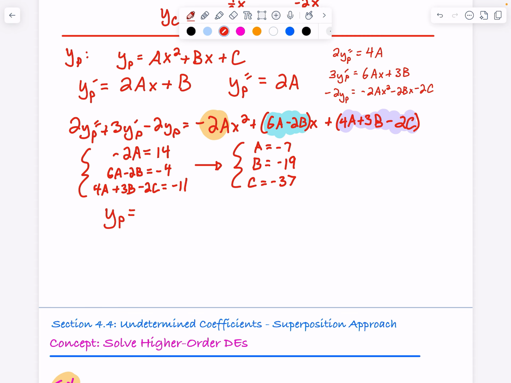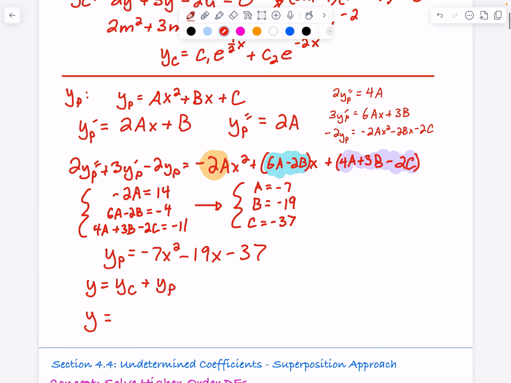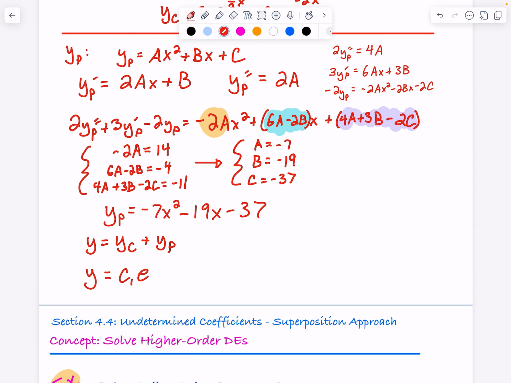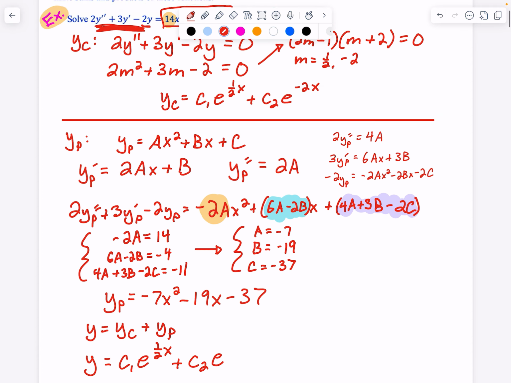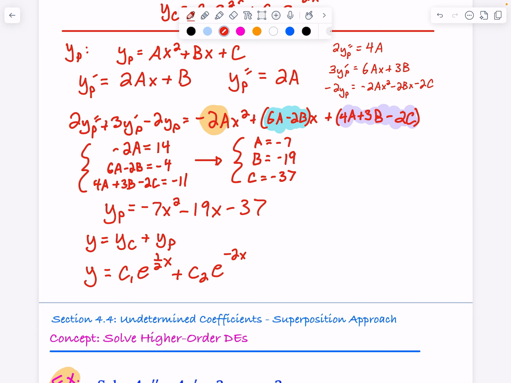So I'm going to plug in now those values. So I got -7x squared minus 19x minus 37. So that's my particular solution. And then I know that my general solution will be y sub c plus y sub p. So general solution is going to be c1 e to the 1/2 x, that was from above, plus c2 e to the -2x, and then minus 7x squared minus 19x minus 37.